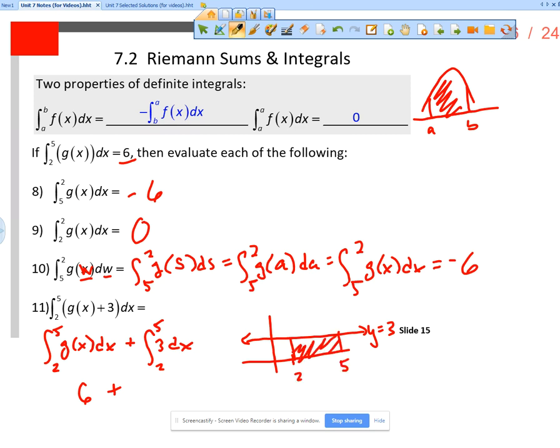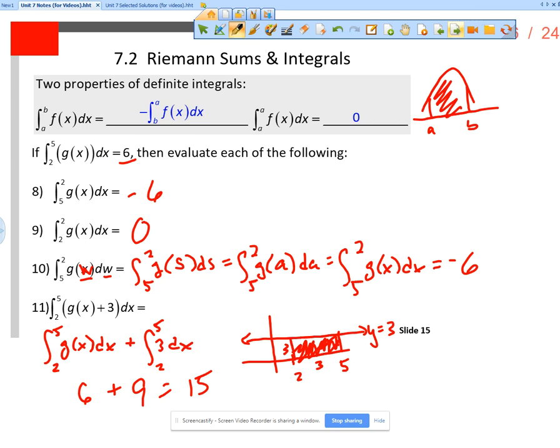So this is really just a rectangle, right? It's 3 units wide, and it's 3 units tall. So that area is 9. Right? So that means this overall integral is 15. Okay? It's a really easy concept here, but a lot of times people make a mistake. All right? So that's slide 15.